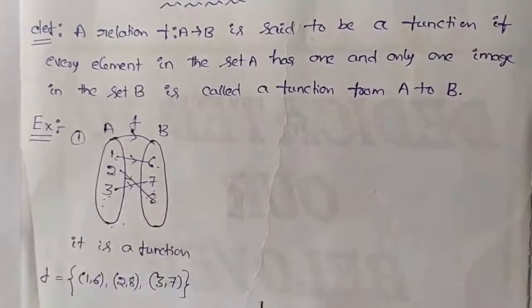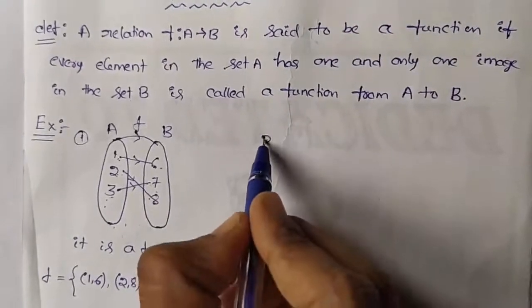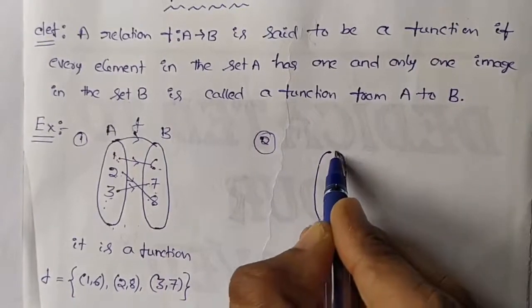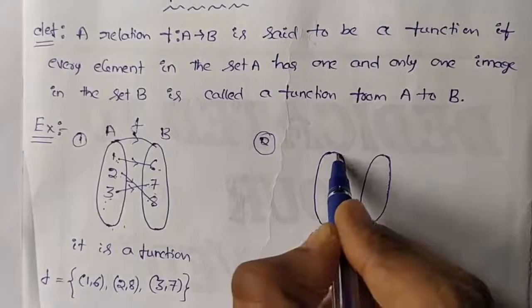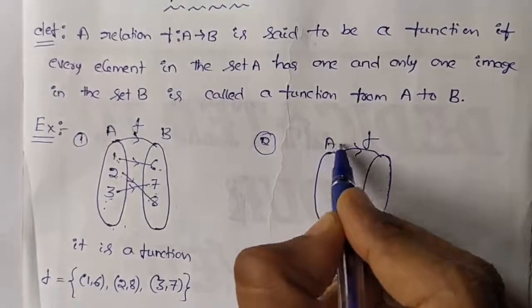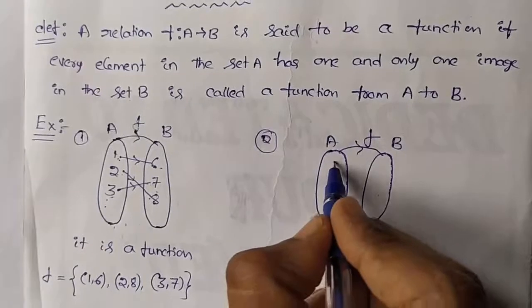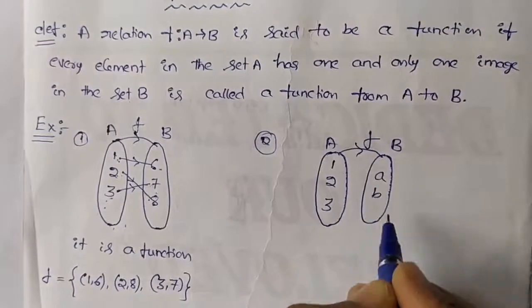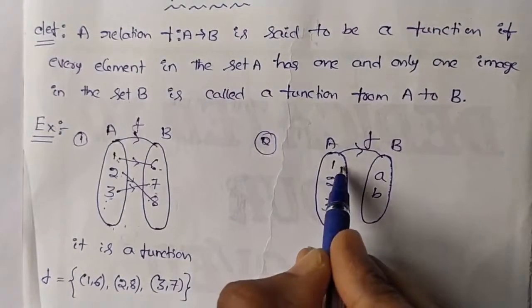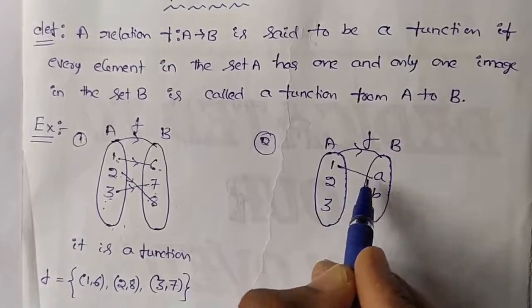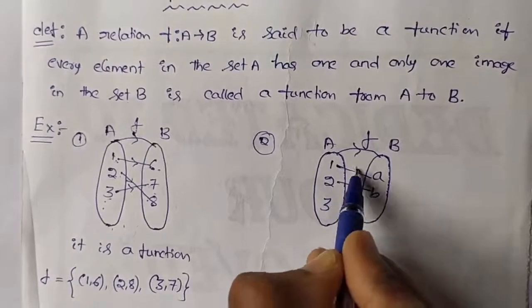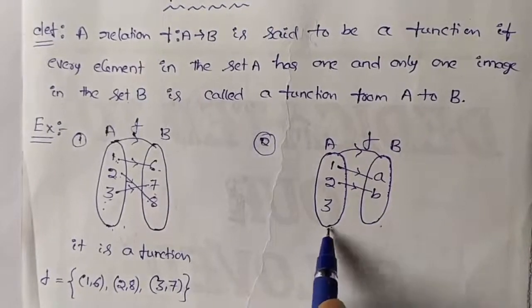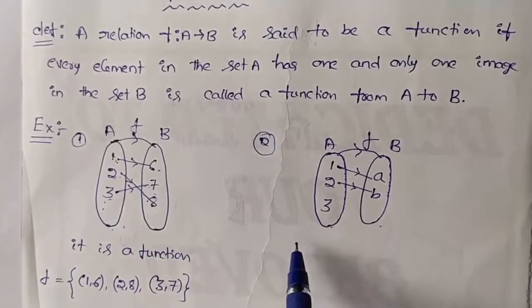Let us take one more example. Second example. I will define one relation F from A to B, where A is 1, 2, 3 and B is A, B. Now, I will define one relation: 1 is related to A, 2 is related to B. Is this a function?